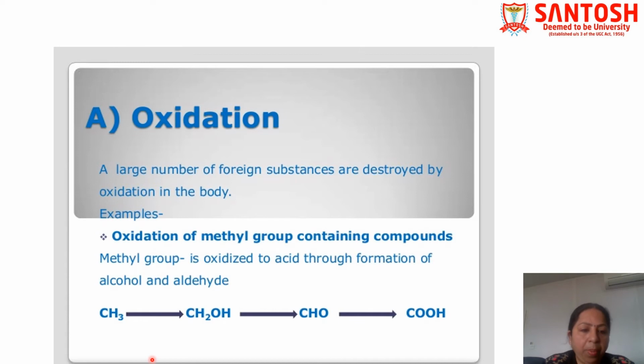Let us give one example. Suppose this is a methyl group, which is oxidized to acid through formation of alcohol and aldehyde. This is the general fate of any methyl-containing group. A hydroxyl group is introduced into the methyl, hydroxyl can further change to aldehyde, and aldehyde can further change to an acidic group.